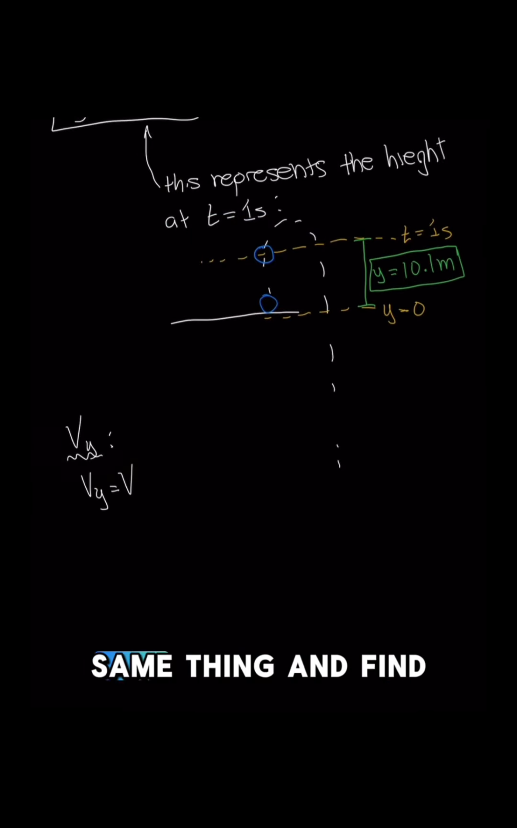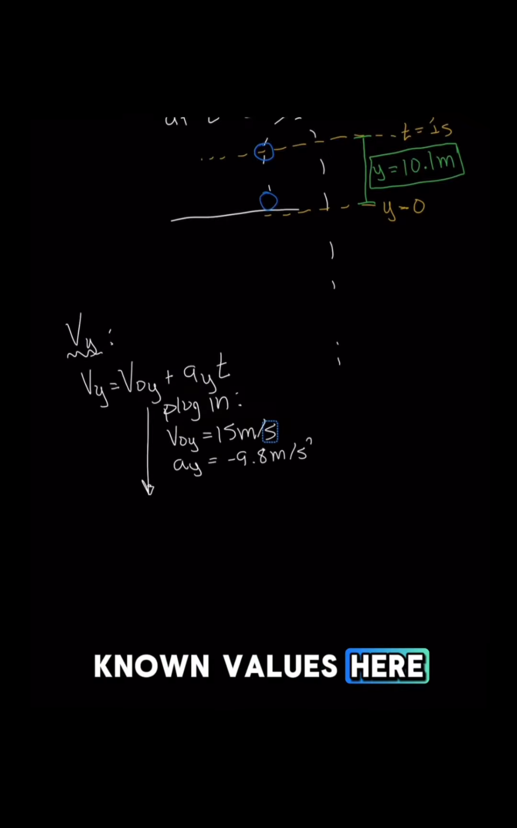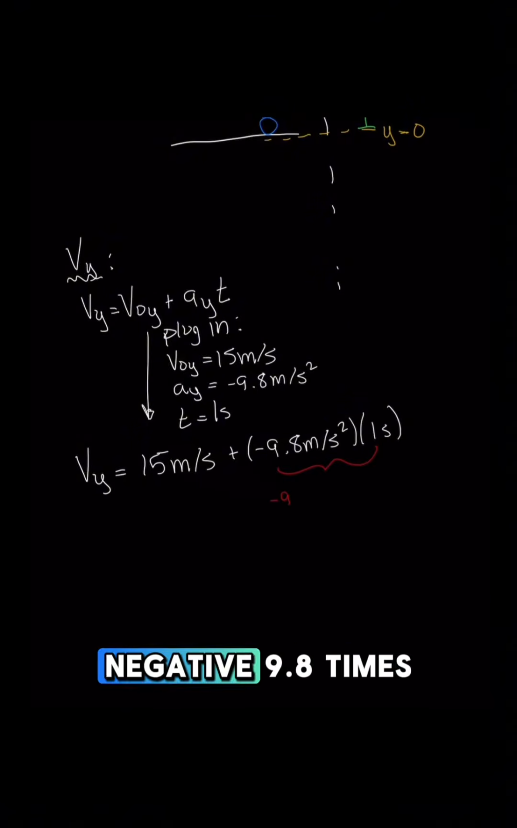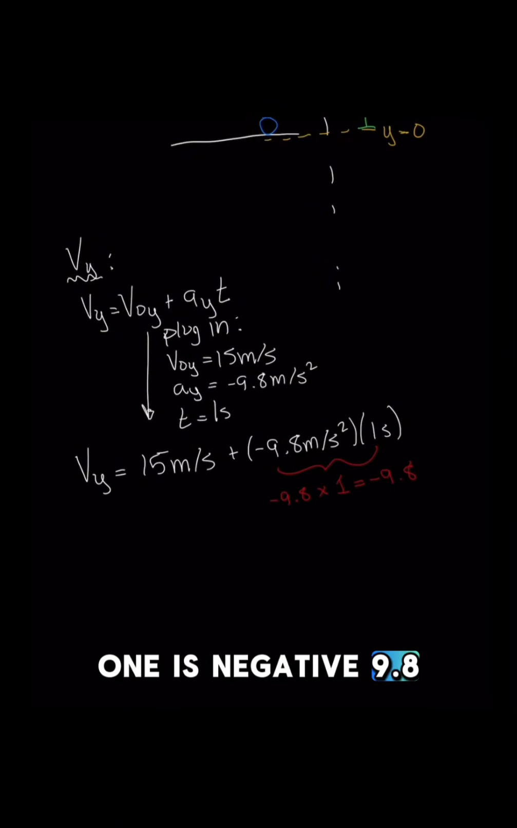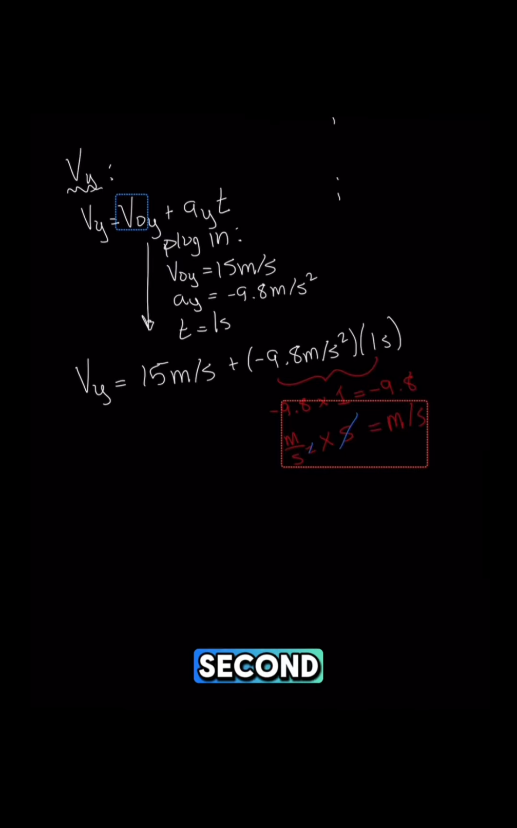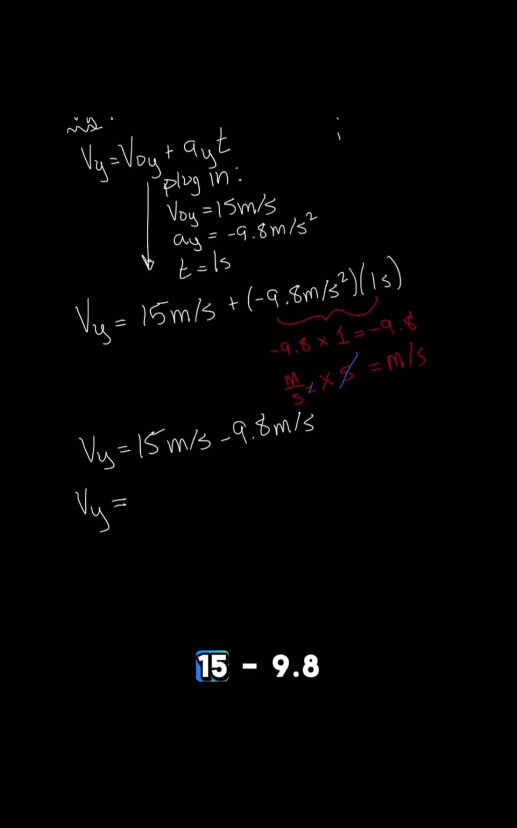And now we can do the same thing and find the velocity. So we start with the velocity equation and then we plug in our known values here, and then it leaves us with this expression here. And then if we just multiply amplitudes, negative 9.8 times 1 is negative 9.8, and then meters per second squared times second, one of the seconds cancels, and it leaves us with meters per second. Then we plug that back in and we get this expression here, and then we do the simple subtraction, 15 minus 9.8, and it leaves us with 5.2 for the final answer.